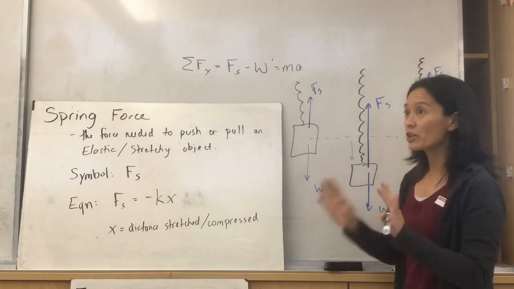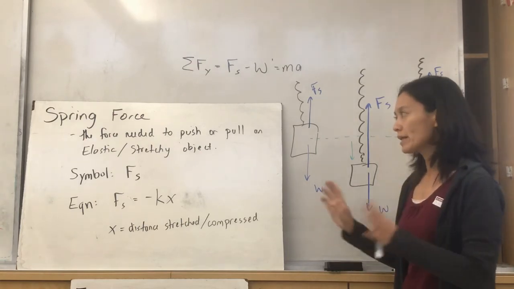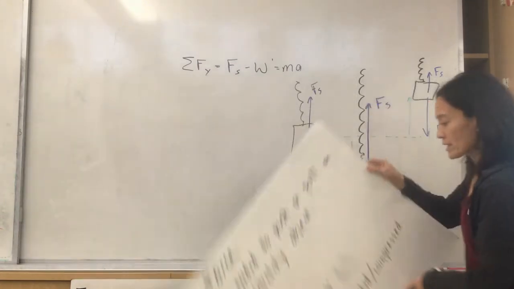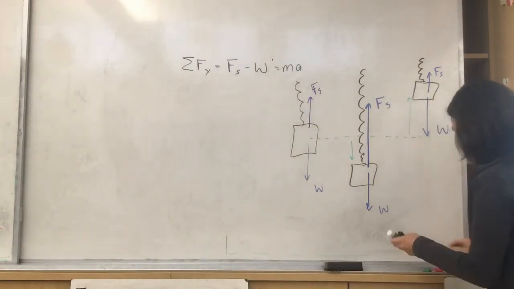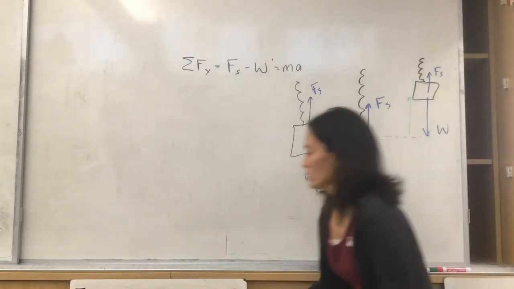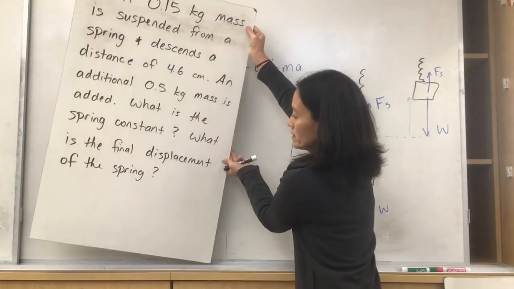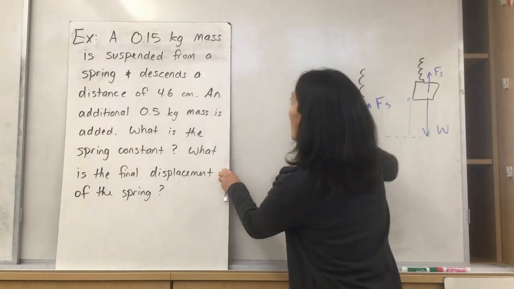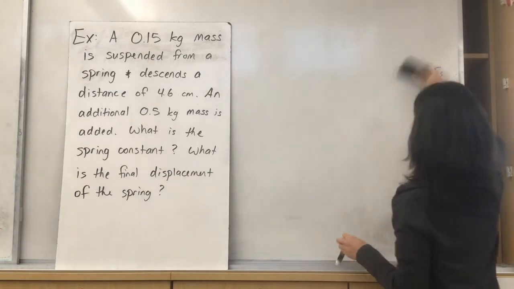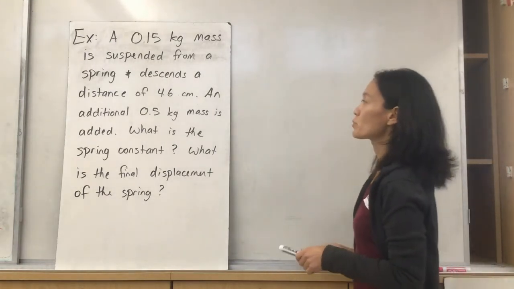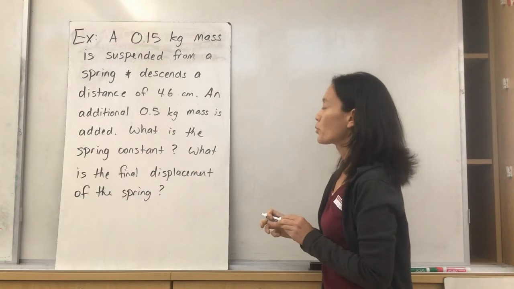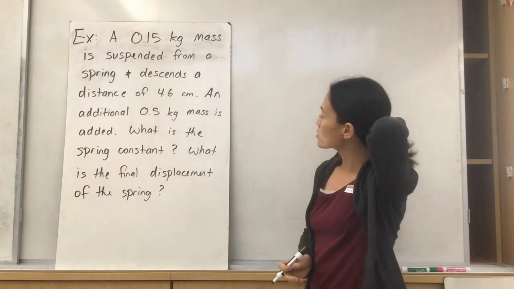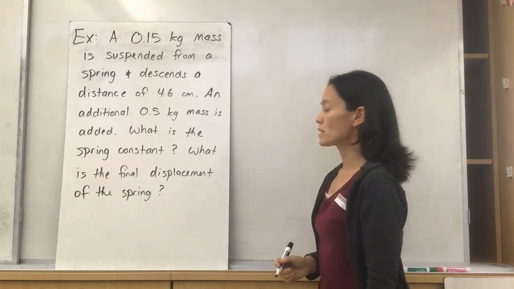We'll look at the energy in a little bit, but right now let's understand how the mathematics of this work. So we're going to do an example of spring force. It says a 0.15 kilogram mass is suspended from a spring and descends a distance of 4.6 centimeters. An additional 0.5 kilogram mass is added. What is the spring constant and what is the final displacement of the spring?